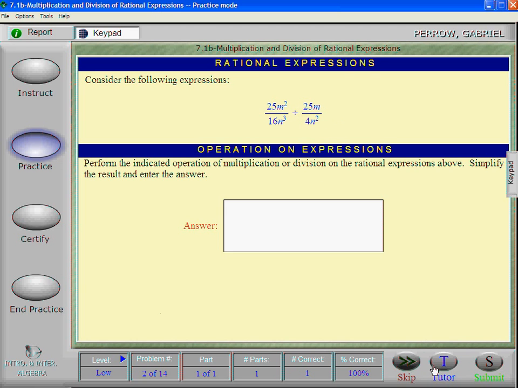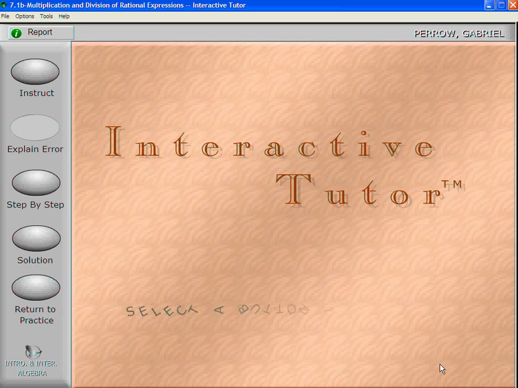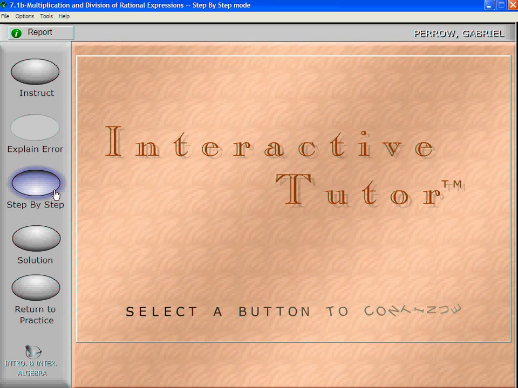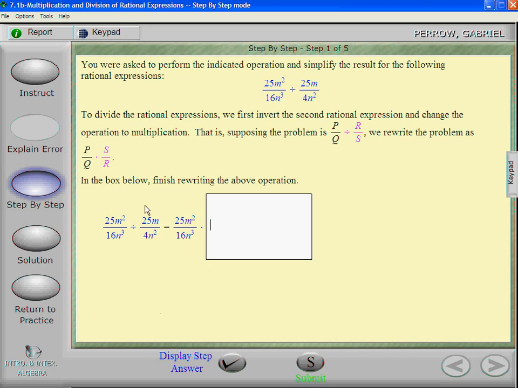So if we go to the tutor mode, that's going to be one of the first questions they'll ask, I believe, is, you know, what's this the same as multiplying by? So they have this down here, and they say it's the same as multiplying the first fraction by, and you'd make a fraction, type in 4n to the second over 25m.